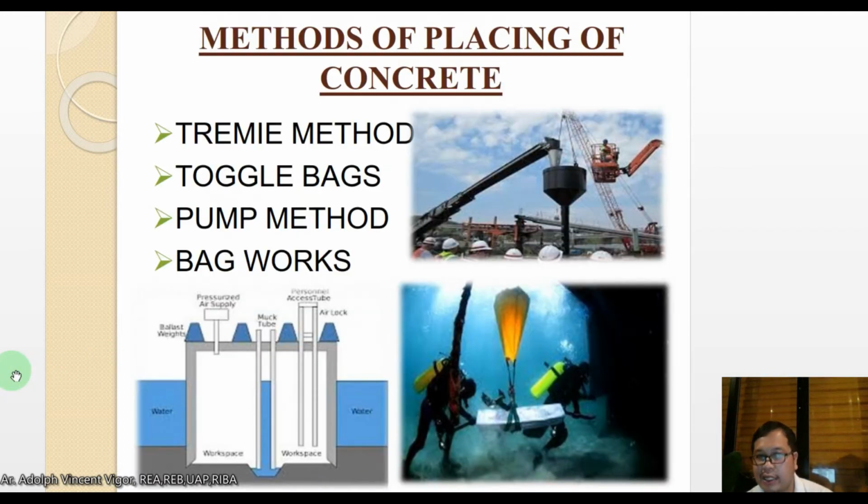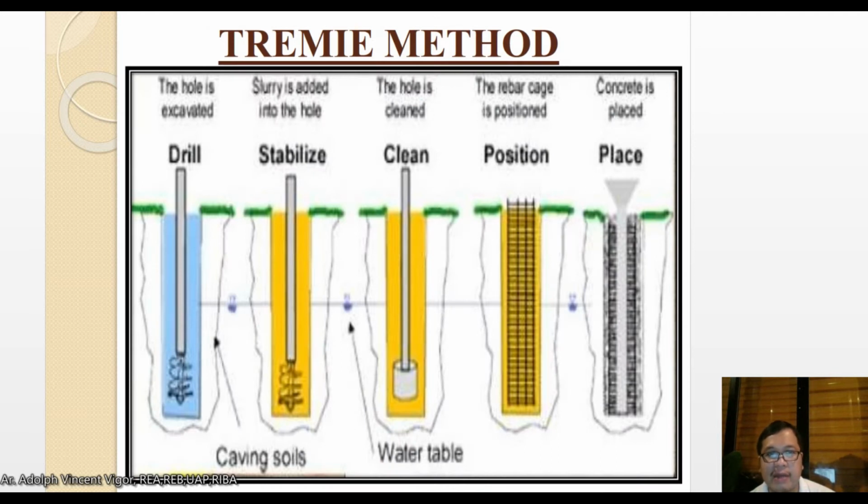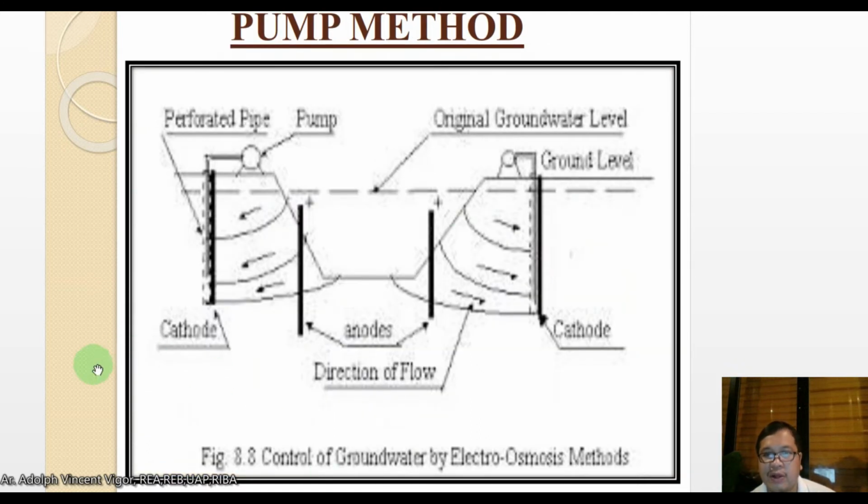Okay. Then let's discuss also the methods of placing concrete. We have the tremie method, the toggle bags, the pump method, and the bag works. This is the tremie method. The hole is excavated by drilling. Then slurry is added into the hole. So drill, stabilize. Then the hole is cleaned. Then the rebar cage is positioned. Then concrete is placed. You also have the pump method.